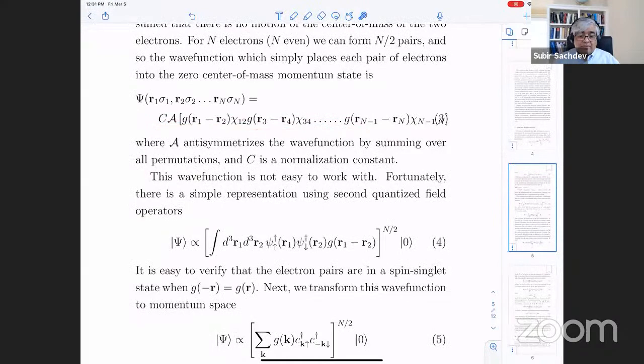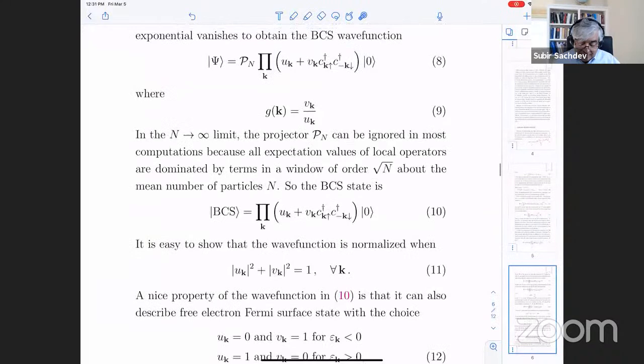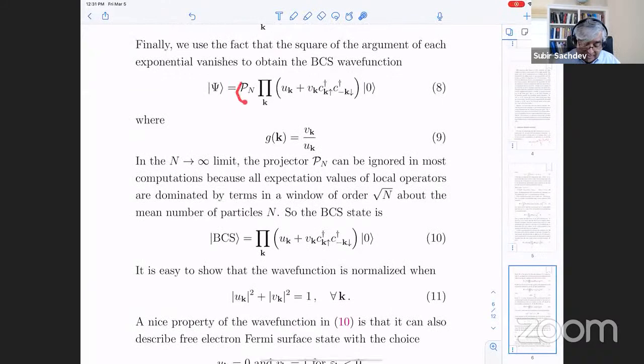Okay, and that's almost what BCS did. BCS said, okay, let's forget about this projection operator. And in fact, that's correct. In the limit of large N, we can forget about it, because the dominant terms for any reasonable choice of u_k and v_k will be focused on some average number of particles, and the window of fluctuation of the number of particles around that average will be square root of N. So as N goes to infinity, it is almost a delta function. This is exactly the same argument which you can make here, which I think you will make in one of the homeworks for the BCS wave function, and the same argument that you've made when you went from the canonical to the grand canonical ensemble.